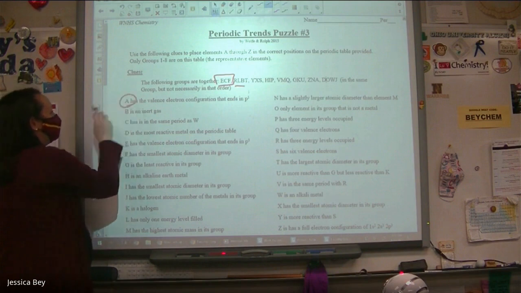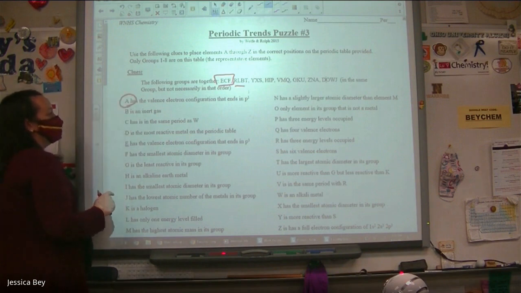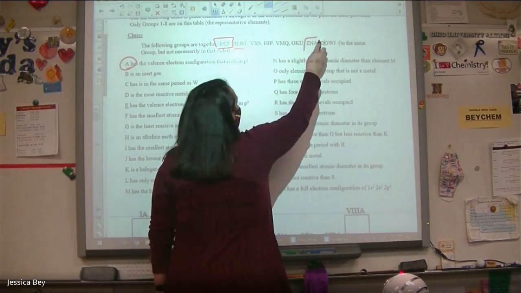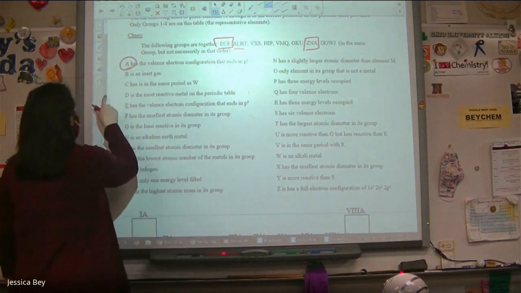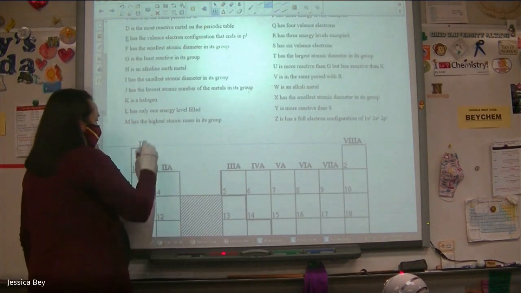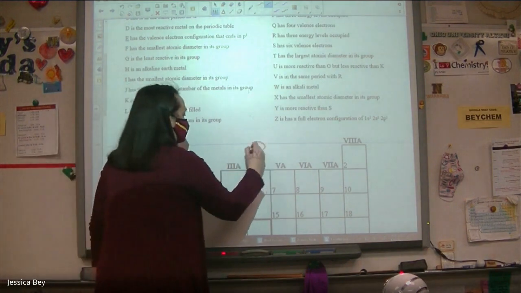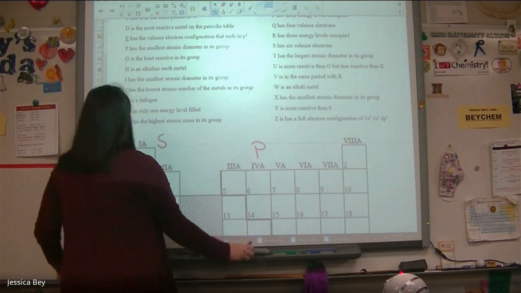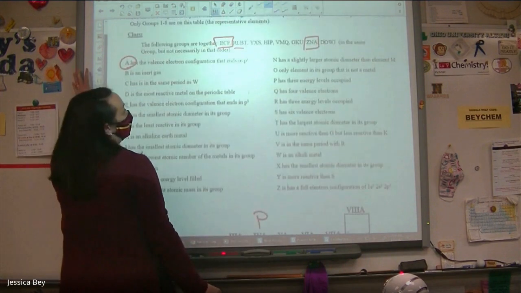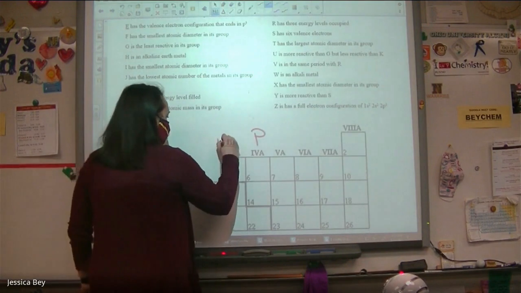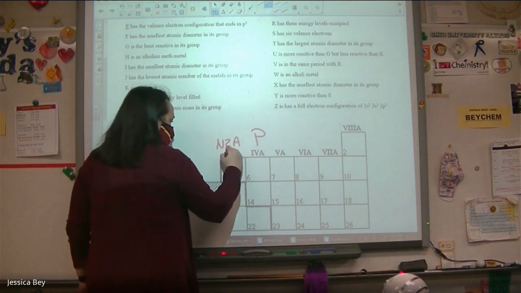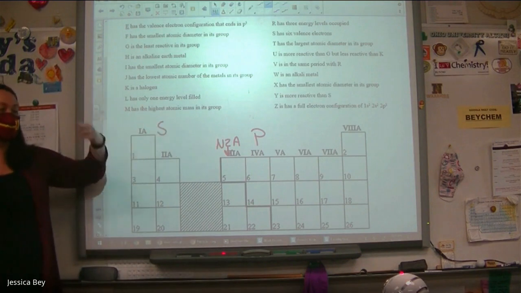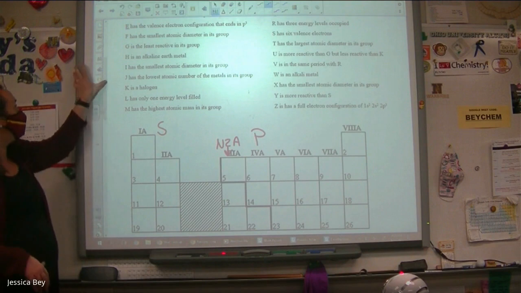So it says A has the valence electron configuration that ends in P1. The first thing I'm going to look at is I see Z and an A come together. Z and an A, and they end in P1. I know this is the S block. This is the P block. This would be P1. So I'm going to say N, Z, and A must go in group 3 somewhere. And as you do more of the clues, it will tell you exactly where to put them.